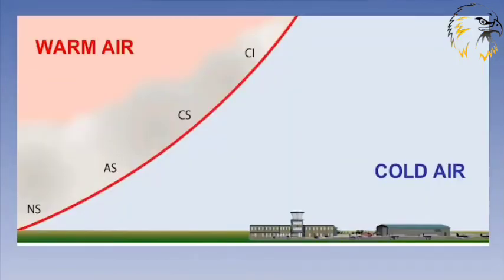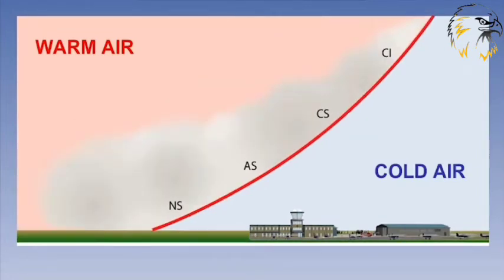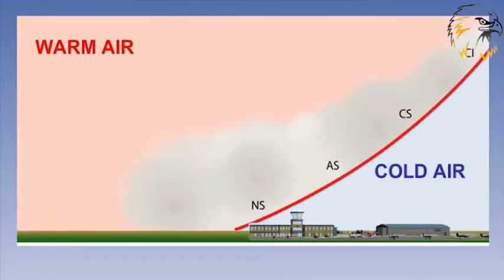Firstly, we would notice the thin cirrus cloud at very high altitude, then the thicker cirrostratus, followed by the lower altostratus, and finally, right before the front approaches, the larger, thicker nimbostratus. This is one of the most obvious ways of recognizing an approaching warm front.